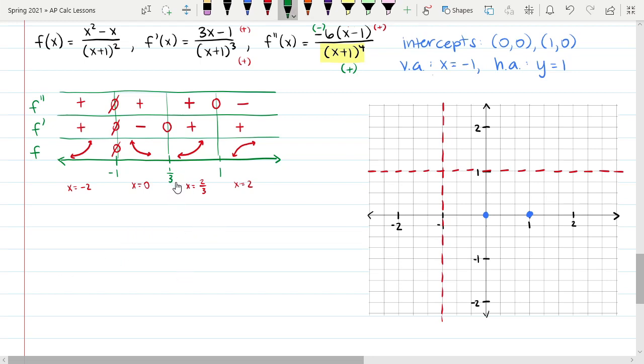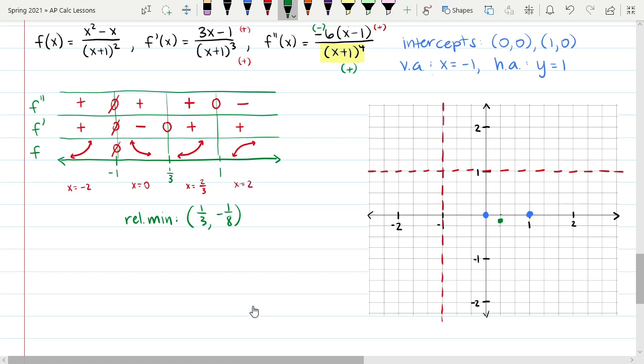And notice, at x equals 1/3, the derivative is 0, and f prime changes from negative to positive. So we do have a relative minimum at 1/3, negative 1/8. So I actually want to plot that point. So remember, 1/3, negative 1/8, that's going to be right here. So my graph does have to go through this x-intercept, and it has to hit that relative minimum before it starts to go upward again.